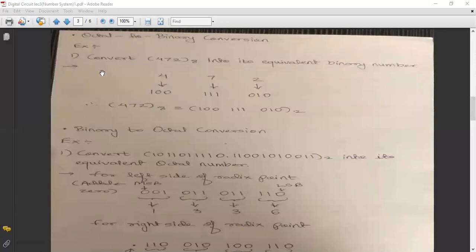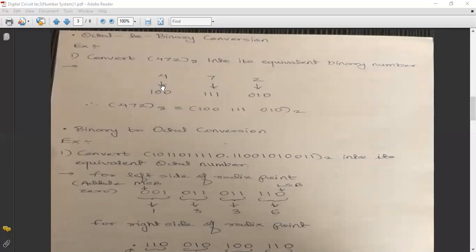So let us begin. The first example is what we have to do. We have to convert this number into its equivalent binary number. So the number is 472 to the base 8. Okay. So what we are going to do, we are going to simply write this number first, that is 472. And now we are going to convert this number into its binary form, but it should be 3-bit only, because in the octal number system, we just group the 3 binary numbers.